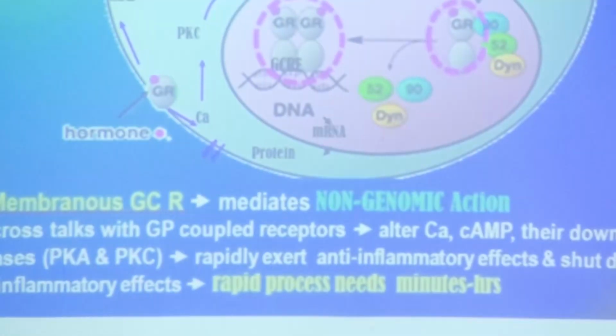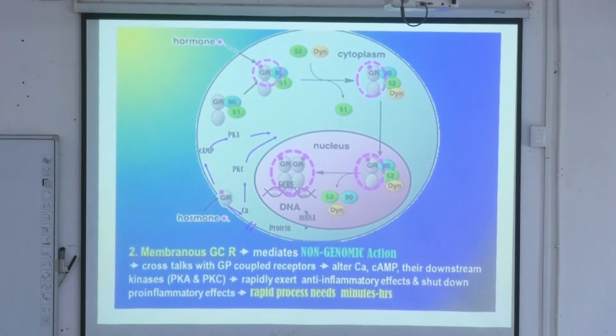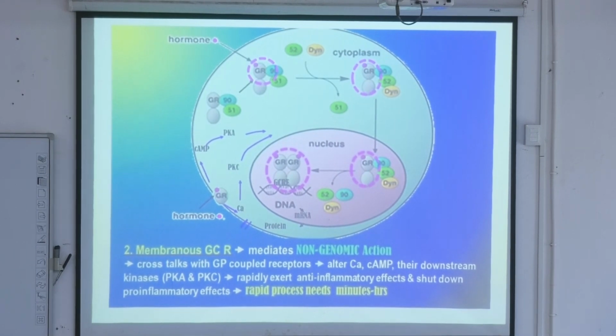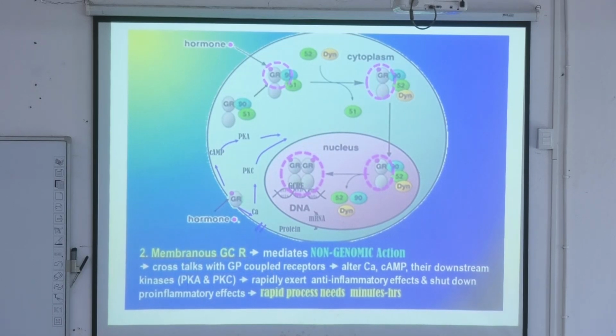So this is the genomic action of glucocorticoids, occurring at the genomic level. This takes time. It takes hours to days, but it has a more profound and long-standing action. But glucocorticoids also act on surface receptors, and when they act on surface receptors, they act with the help of G protein receptors. And you know, G protein has many cascade pathways involving various enzymes and calcium. So they affect those cascade pathways and reduce inflammation.